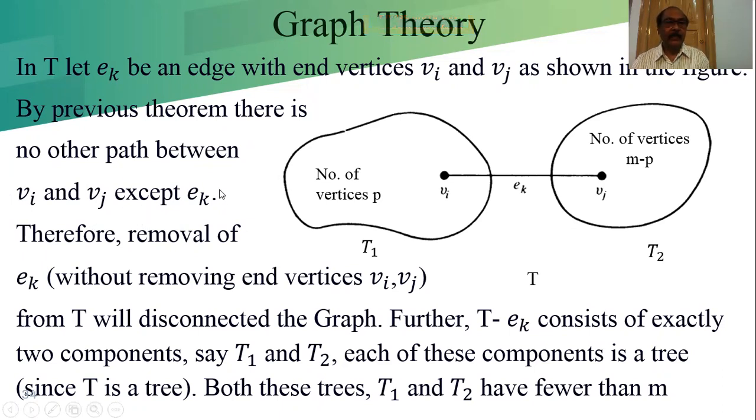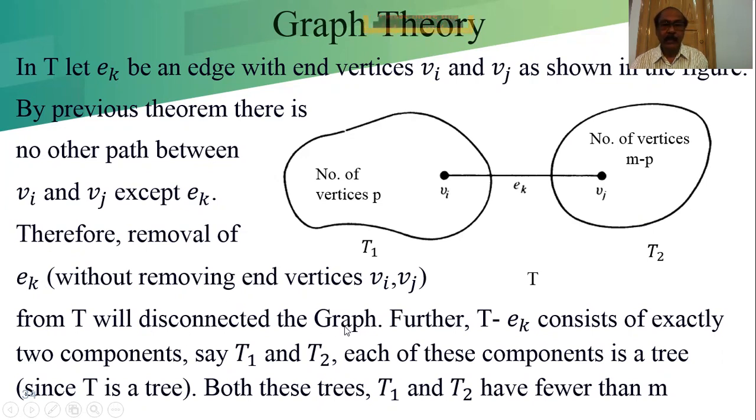Vi and Vj, except the Ek, there is only one path between Vi and Vj, that is the Ek. Therefore, if we remove this Ek, what will we get? We will get two trees that we consider as T1 and T2. Before the removal of Ek, we have the tree T. Now, after removing, what will we get?